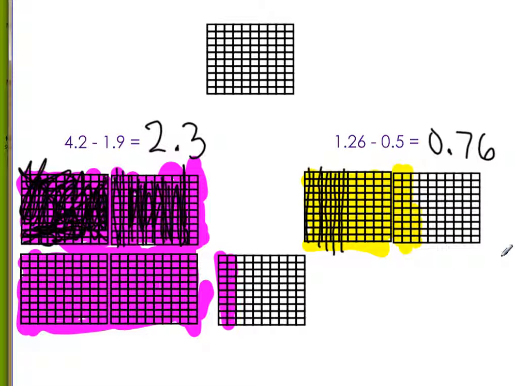This is how you use decimal models to show addition and subtraction of decimals.